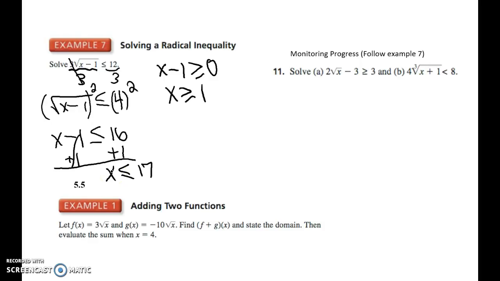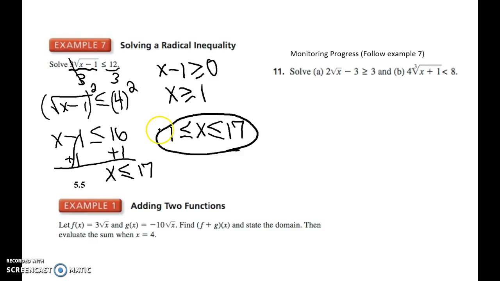So my final answer would be 1 is less than or equal to x, which is less than or equal to 17. And this just says that x is between 1 and 17. Tomorrow we'll do the monitoring progress, and I can explain that again.